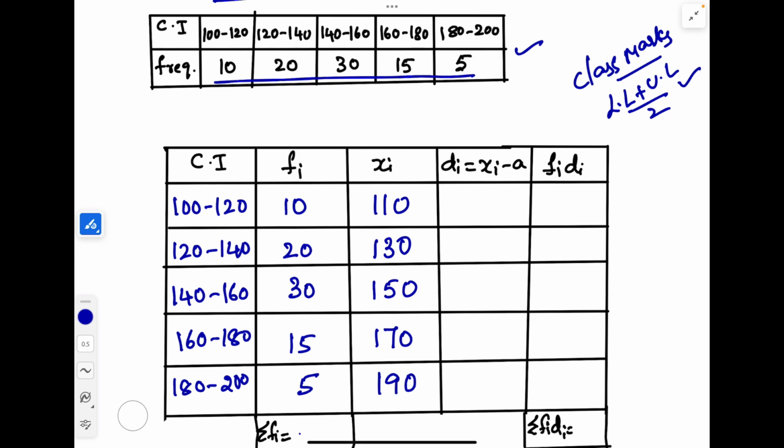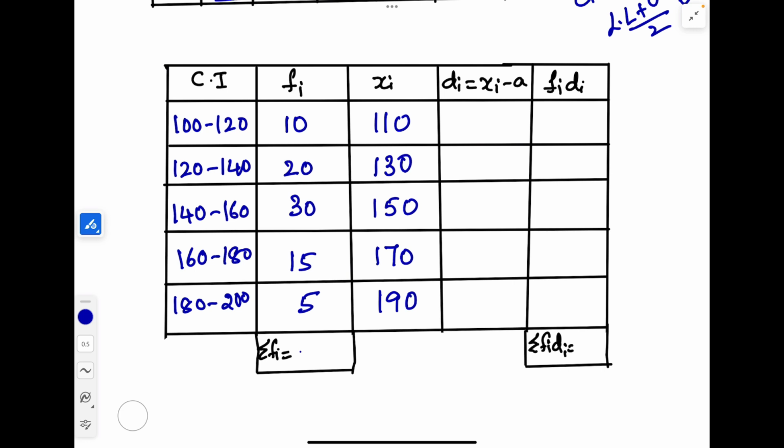Okay. Now we require sigma Fi, the summation of Fi. Summation is nothing but sigma, which is the sum of these frequencies. Okay. So if you see, we're getting 80 here. Now di is nothing but xi minus A.